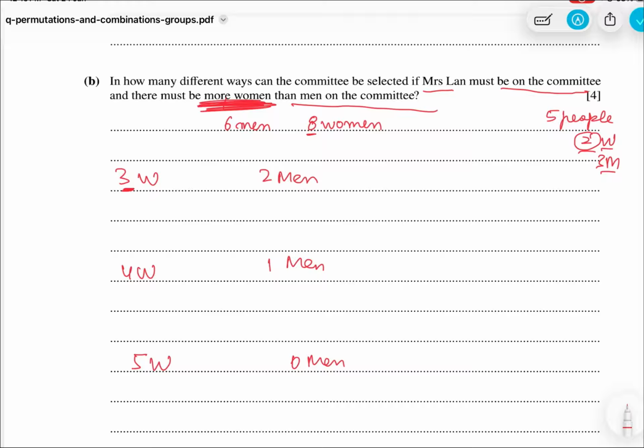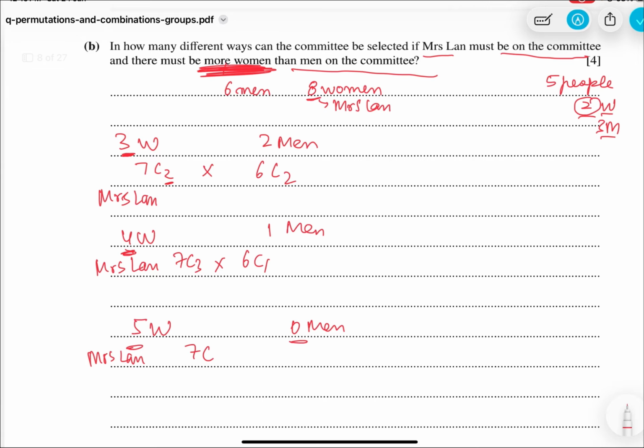out of 7. So this would be 7C2 times, because one is fixed, right? Mrs. Len should be there. So we have only 2 choices out of 7. 8 women were there, one was Mrs. Len. Okay, times it by 2 men, so 6C2. We have 3 choices here, so 7C3 times 6C1. 0 men, so 4 choices we have over here, so 7C4.